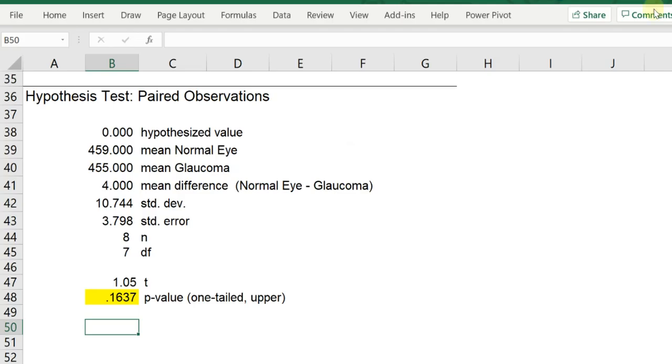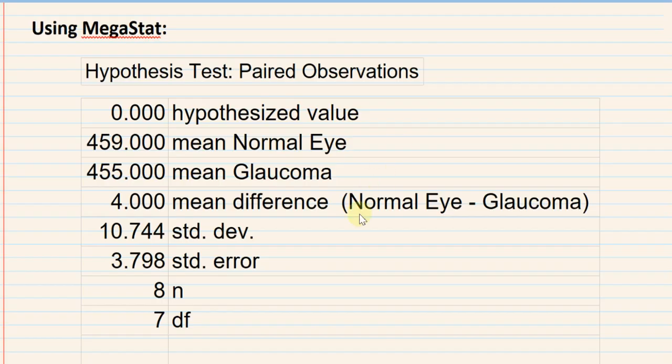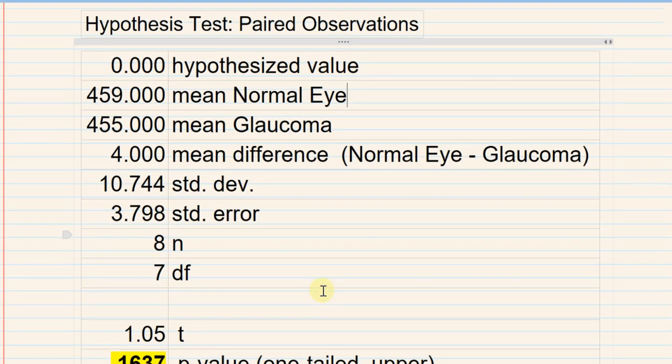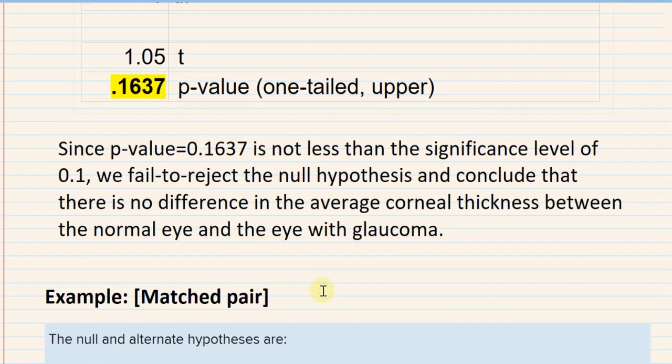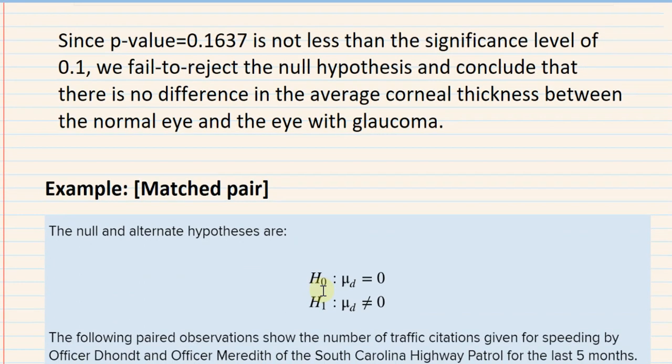So let me go back to my note now. Okay, I'm back in my note, and let me go down to our next example. Okay, so this is the second example of paired experiments or dependent samples. The first one was a before and after kind. This is an example of a matched pair. So this is in your book also.